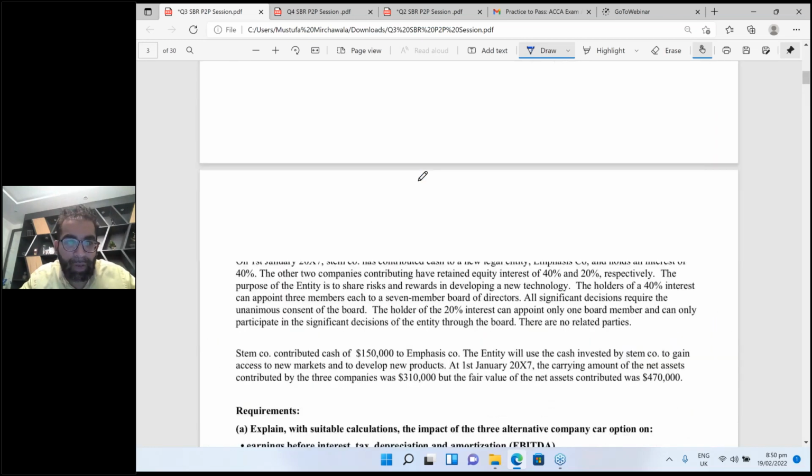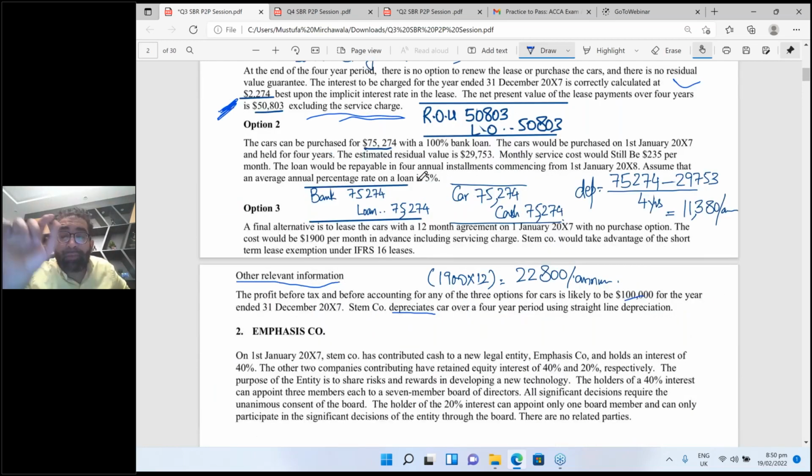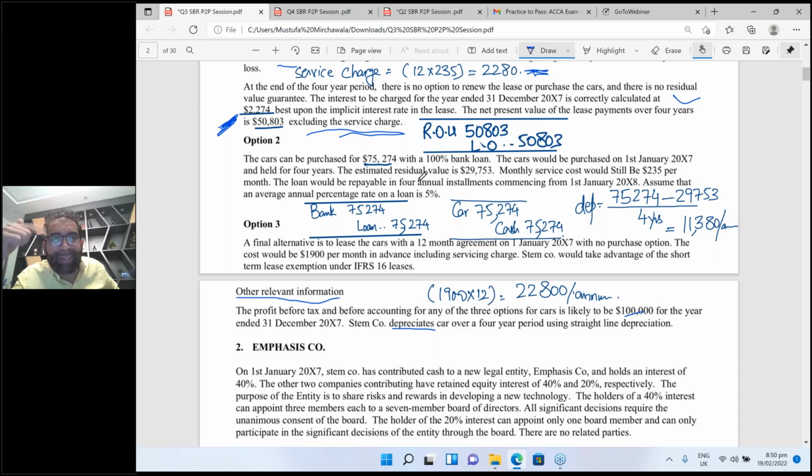Now option number 2. The car can be purchased for, what was the market value of the car? Students, think over it. The market value was 75274. The market value of the car was 75274 with a 100% bank loan.